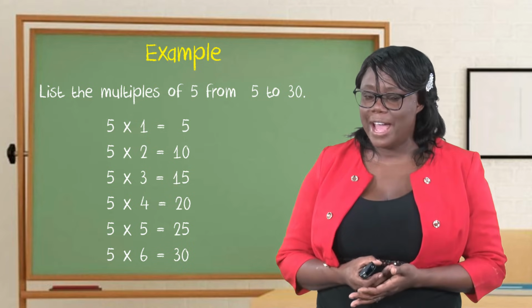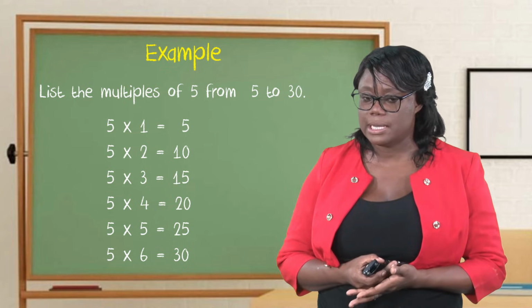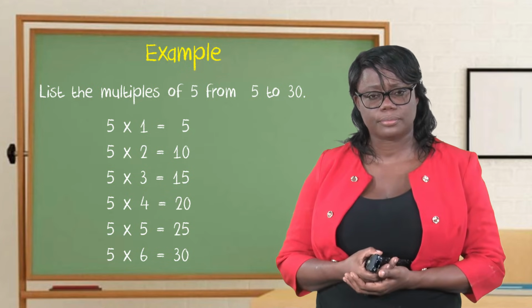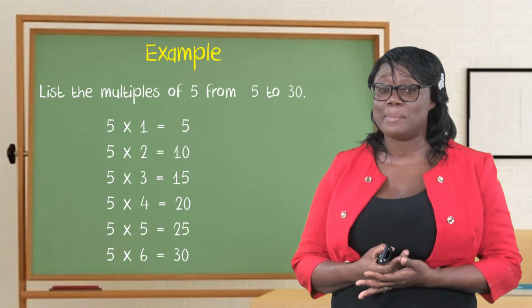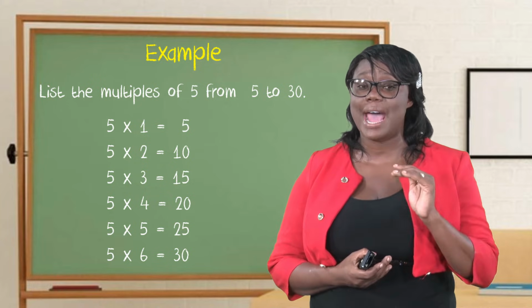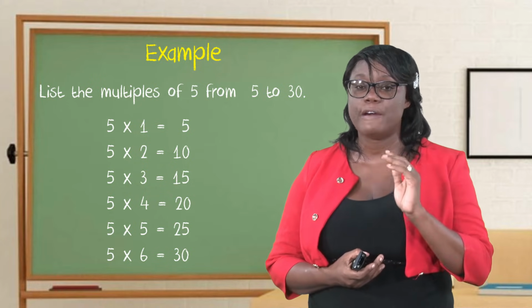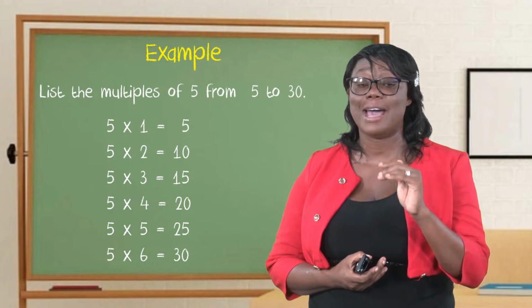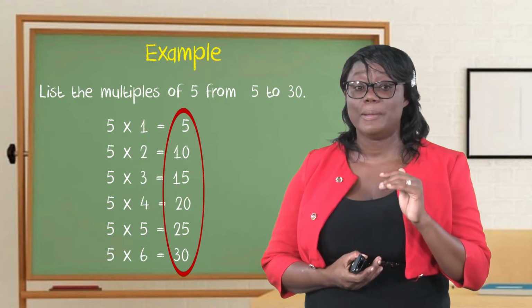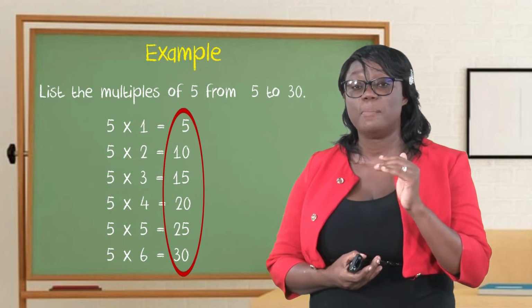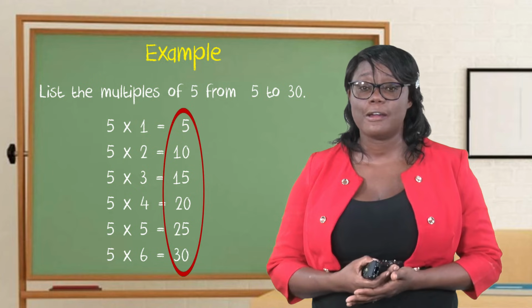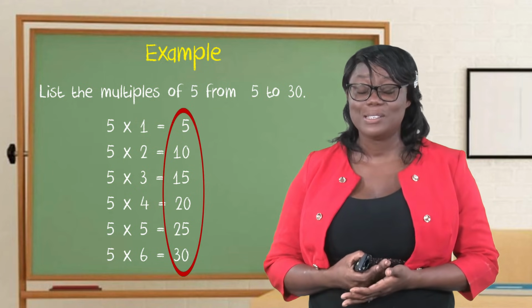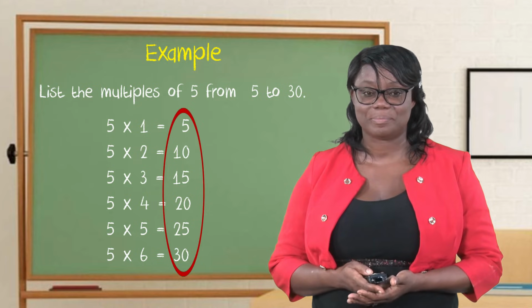Why can't we use 5 times 7, boys and girls, to give us 35? Isn't 35 a multiple of 5? Yes, 35 is a multiple of 5, but the question asked to list the multiples of 5 from 5 to 30. So we had to stop at 30. Therefore, the multiples of 5 from 5 to 30 are 5, 10, 15, 20, 25, 30.